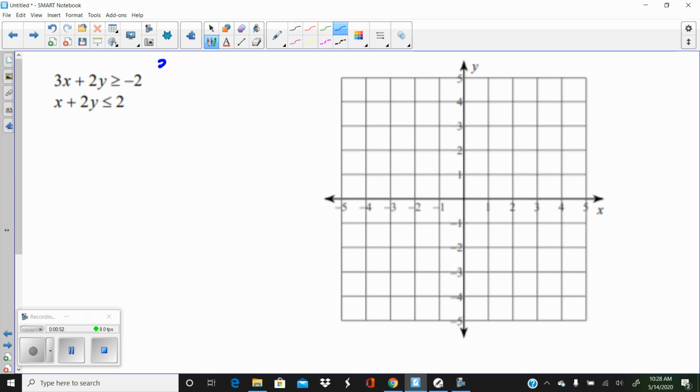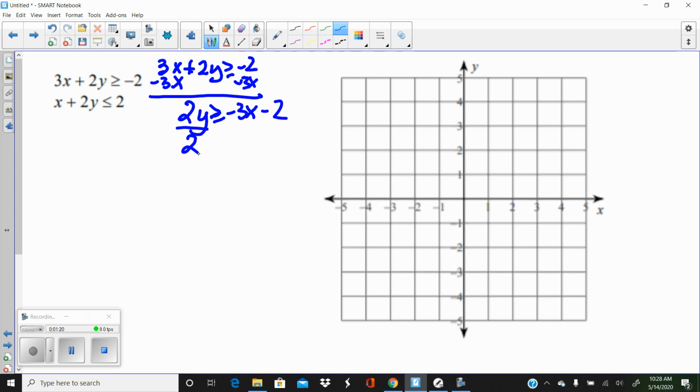So let's start here. 3x plus 2y is greater than or equal to -2. I always start far away from the variable, so I'm going to subtract 3x from both sides. Okay, and I end up with 2y is greater than or equal to -3x minus 2. Whoops, that should be greater than or equal to, my mistake. So now I'm going to divide by 2 in order to get that y by itself. And I have to divide all of the terms by 2 in order to make sure I'm following all of the order of operations rules.